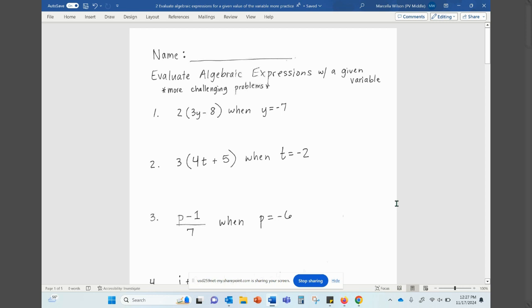Right, so this is more practice with evaluating algebraic expressions with a given variable. Now, these problems are a little bit challenging because we have decimals, we have negatives, we have exponents, and fractions.